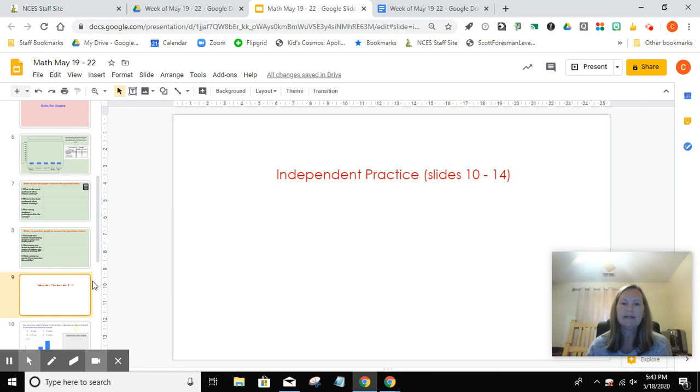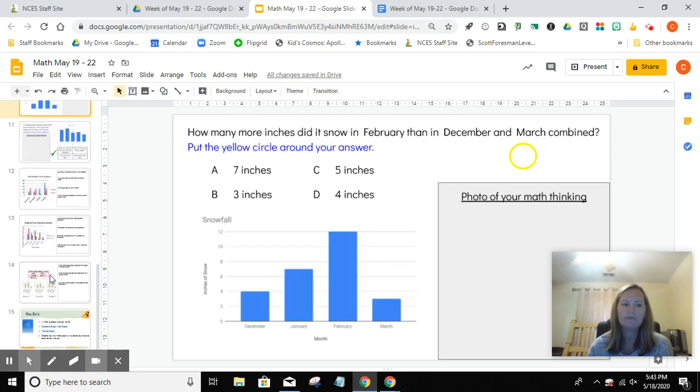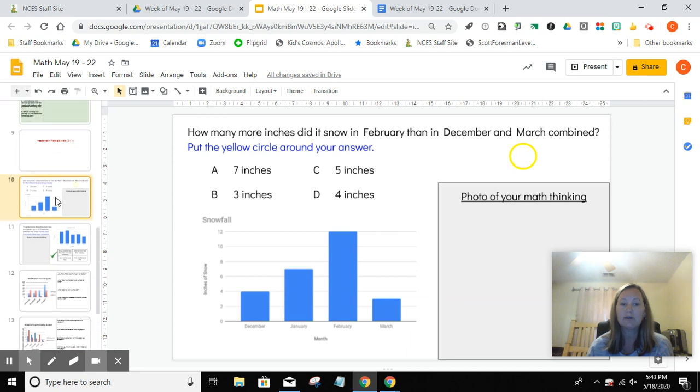On slide 9, it's basically just going to be a slide by itself that says independent practice. I know the last few weeks we've actually been having you guys work in your workbooks as independent practice, but we've done something a little bit different this week. So the next few slides, 10 through 14, are going to actually be your independent practice. So on slide 10, you're going to be answering questions based on a graph.